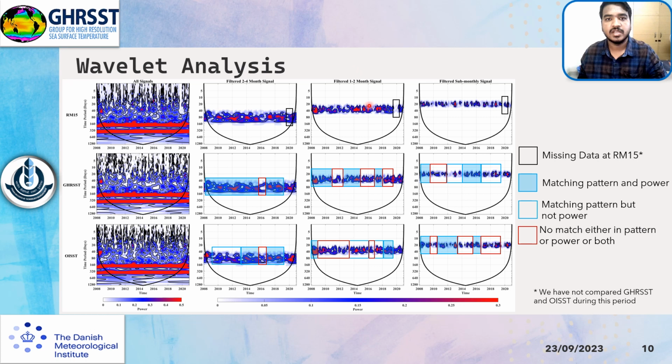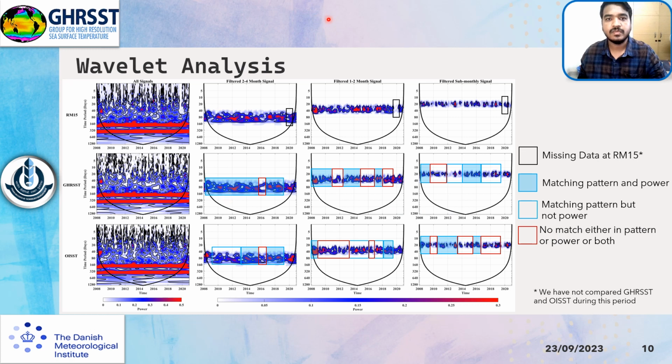So we have made blocks as mentioned on the right hand side, where time corresponding to black box has not been compared due to unavailability of Raman buoy data, which has been filled using repetitive moving mean method. And then translucent blue block represents the time in GHRSST and OSST when pattern and power matched with that of the Raman buoy. Similarly, transparent blue block represents the time when only the pattern has been captured but not the power, and red block represents the disparities in satellite data with respect to the Raman buoy.